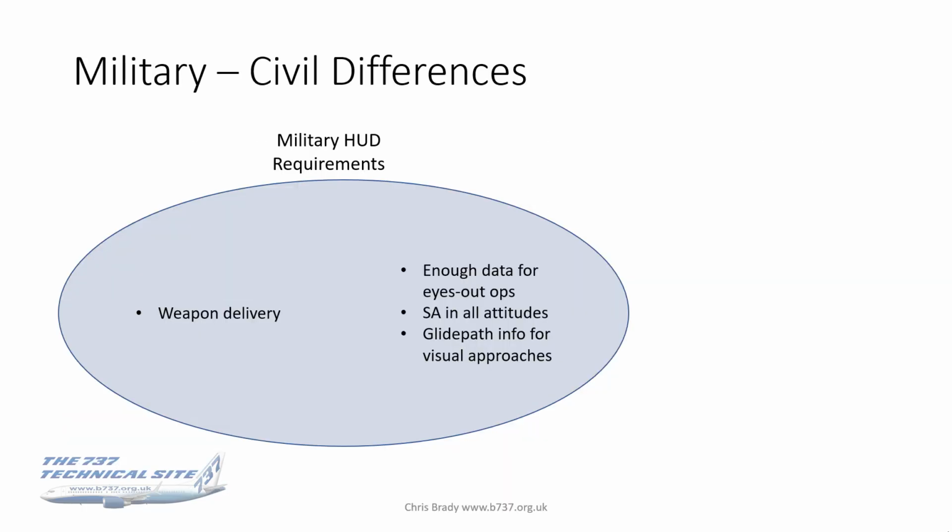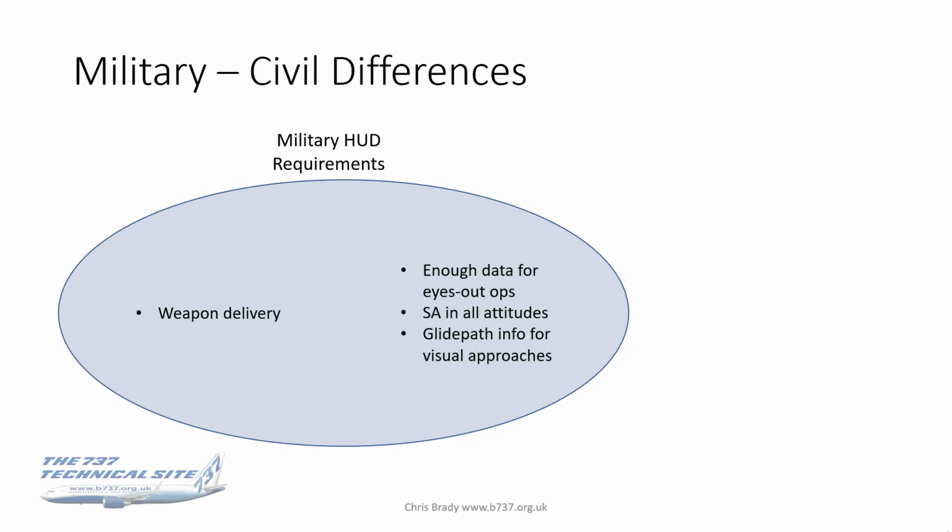So if you think about what the military required of their HUDs, first and foremost, what it was designed for was weapon delivery, either as a gun sight or for bomb dropping or whatever it might be. This was what it was all about. Now, incidental to that, it had to have enough data for eyes out operations, give the pilot situational awareness in all attitudes. And later what it would provide would be glide path information, primarily for visual approaches with military flying.